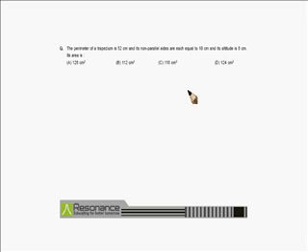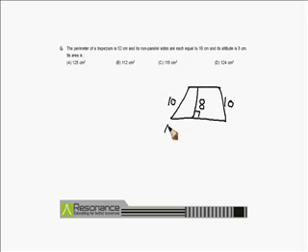Now first of all we draw the diagram for a trapezium. The length of the non-parallel sides is each equal to 10 centimeter. Let's say this should be 10 and this should be 10, and the distance, that is the altitude, is 8 centimeter. 8 centimeter means the height is 8 centimeter. A, B, C and D.